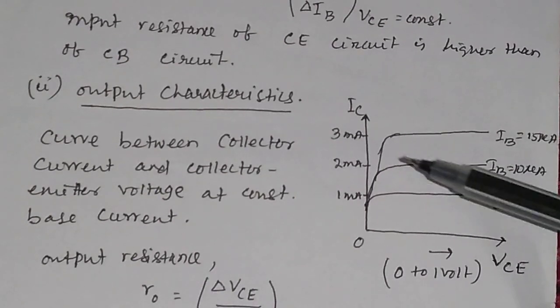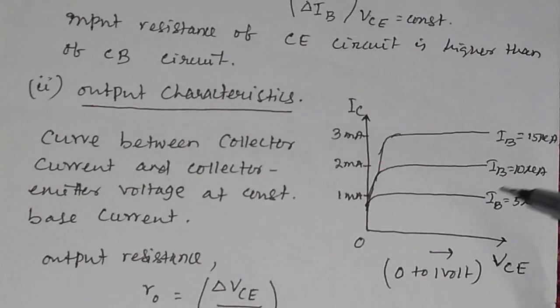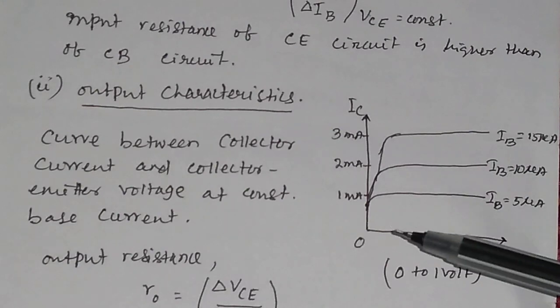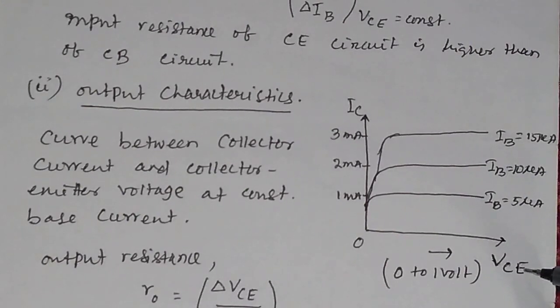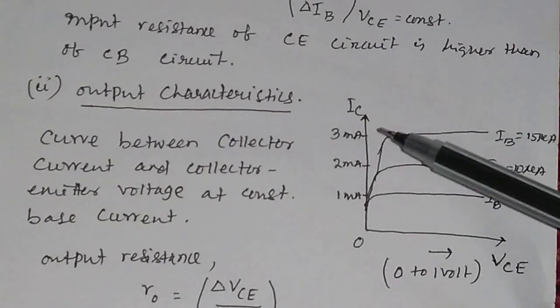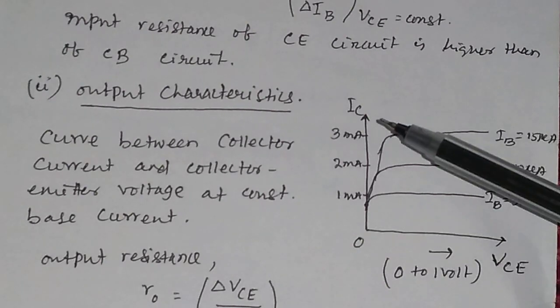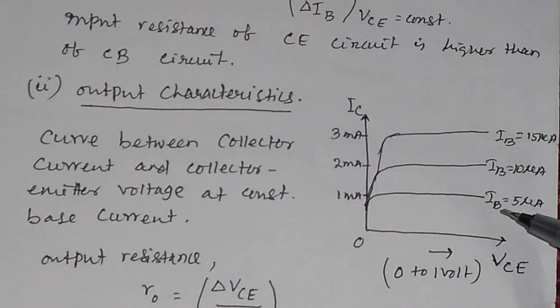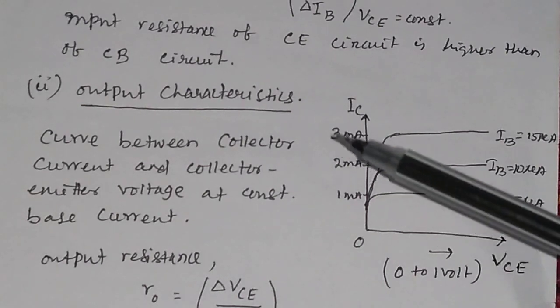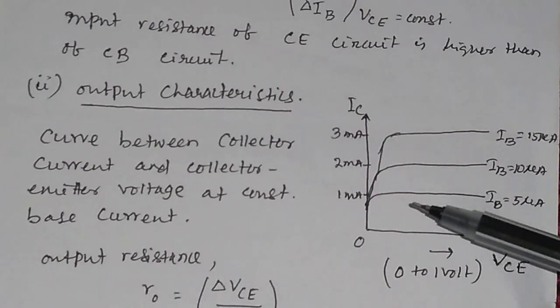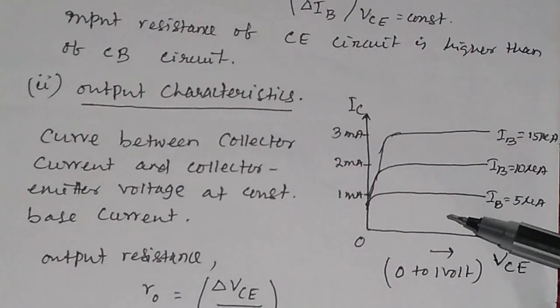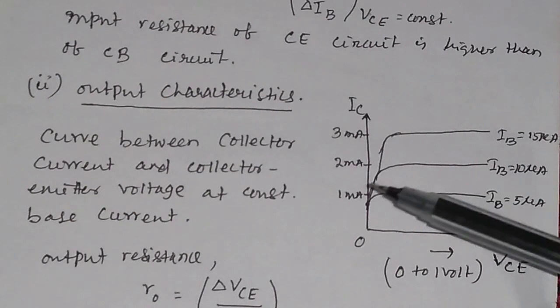As I have told you, for the output characteristic, you keep the input current constant. Here the input current is the base current, so you keep the base current constant and you plot the graph between the output voltage and the output current. In the output you have the output voltage, the collector emitter voltage, and the output current is the collector current. If you plot the graph between collector emitter voltage and collector current at constant base current, the graph so obtained is called the output characteristics, and from this graph you can find out the output resistance. This will be the nature of the graph.